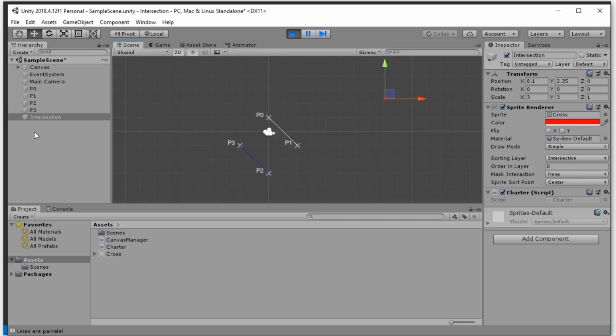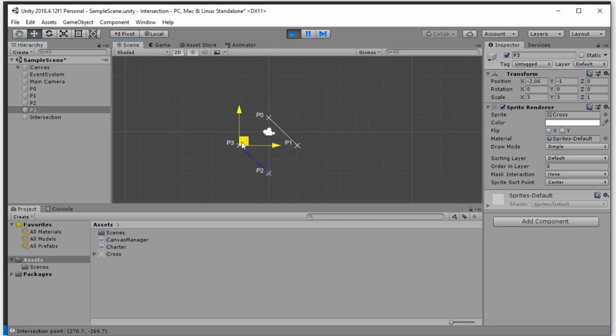So if I'm moving, you see that the intersection point is actually moving quite nicely. And it is also working if the lines are intersected. And it works for any of the lines.